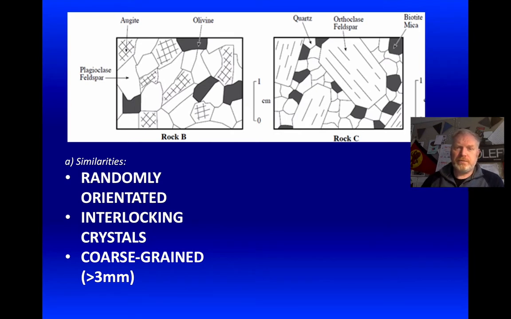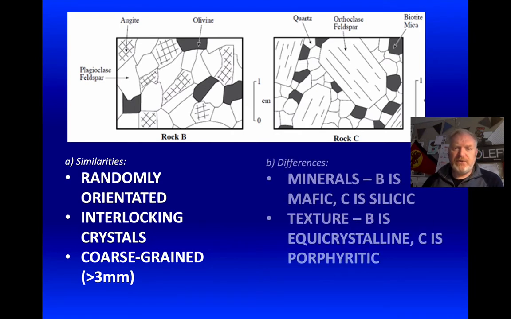Question B asks for the differences. There are two key differences here. Firstly, in the composition, in the minerals that are in the rock. B is a mafic igneous rock, and we can tell that because it contains olivine. Olivine makes that mafic. Augite as well suggests mafic, but olivine is the key mineral.